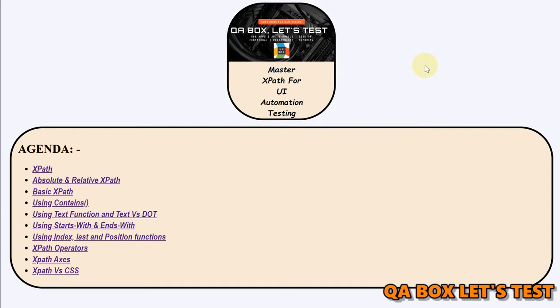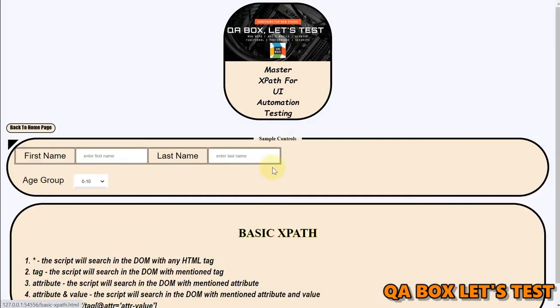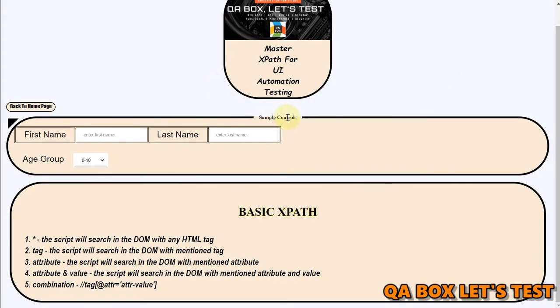All right, so in this video, we are going to learn how to write basic XPath. And this is the sample control section that I'm going to use to write the XPath. So a few things before we actually jump into writing the XPath. So this is asterisk, right? We have talked about this. This is something that we use in the XPath expression. And when we do so, the script will search in the DOM with any HTML tag. Okay, so this is a very generic way of identifying an element.